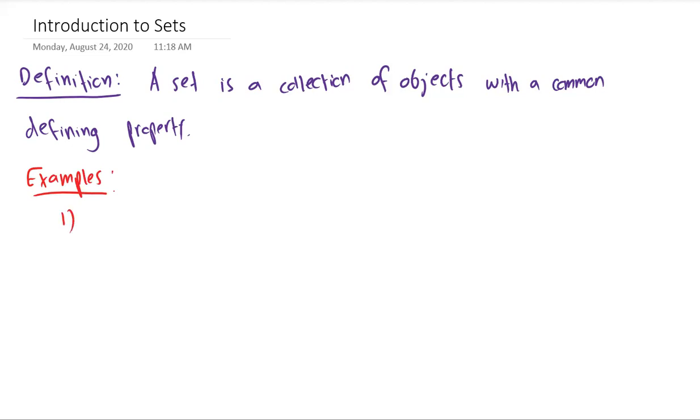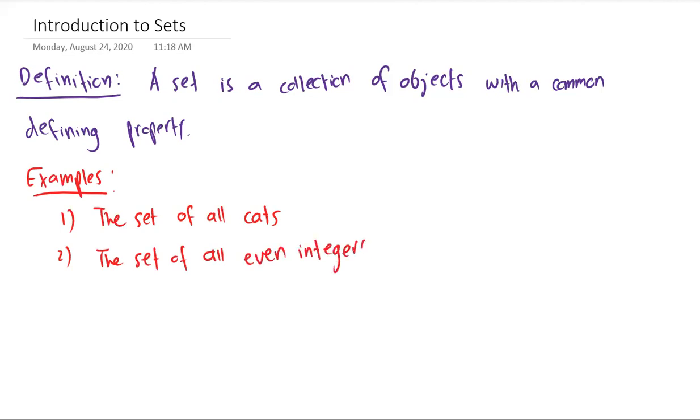We could say the set of all cats. This is a collection of animals with the property that they're cats, so it's a set by definition. Let's do another one, something more mathematics related: the set of all, let's say, even integers. Again, this is a set because we have a collection of objects with defining properties. In this case, we have the set of all numbers with the property that they're even.